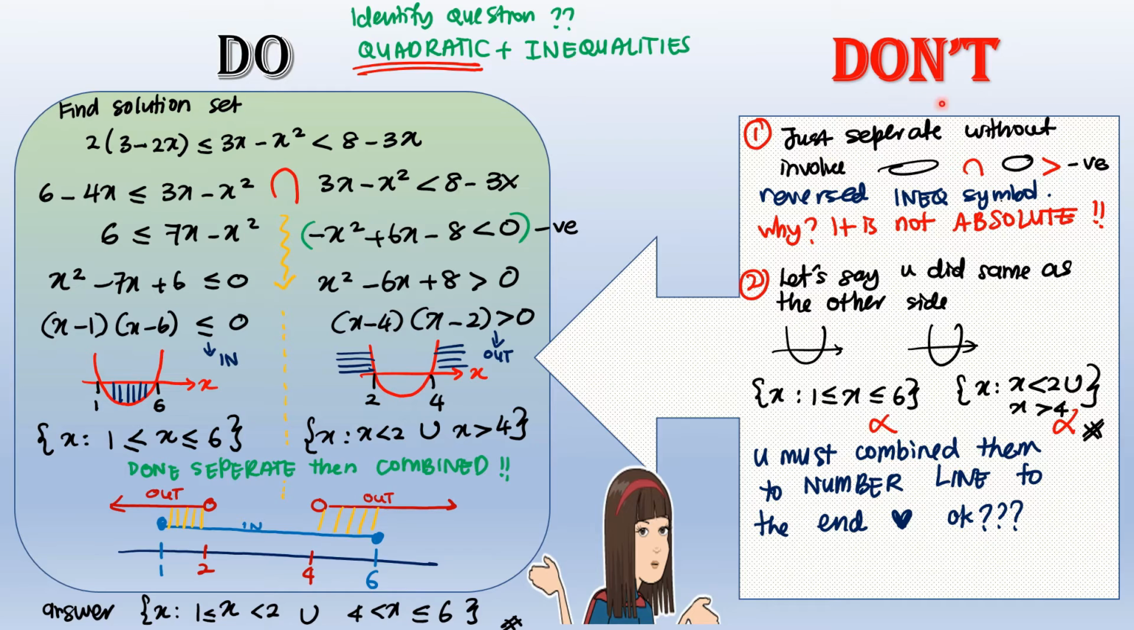Okay, what's our highlight here? Don't just separate without involving reverse the symbol and put the negative, because it is not absolute. Number 2, let's say you did the same as the other side, but if this is your final answer, it is wrong. Okay, because you haven't combined it yet. Alright, so we need to combine them on a number line, and we shade the intersection.